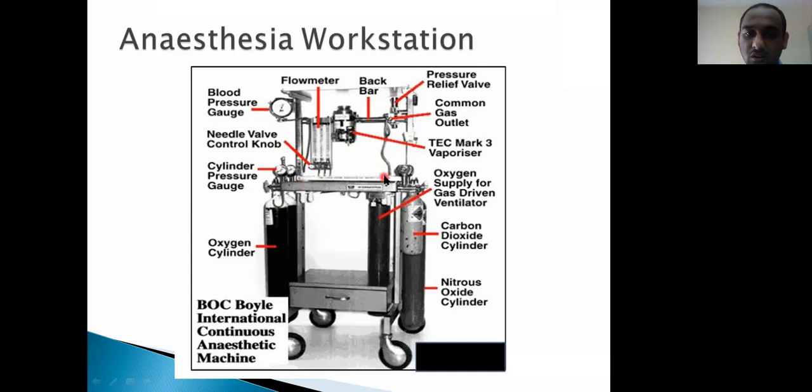So this did not have much for monitoring except for the flow meters. Even the blood pressure gauge that you see here has been added later. This was purely to provide the precisely known variable gas mixture in a controlled fashion to the patient, and then the circuit will do the job from the common gas outlet forward.